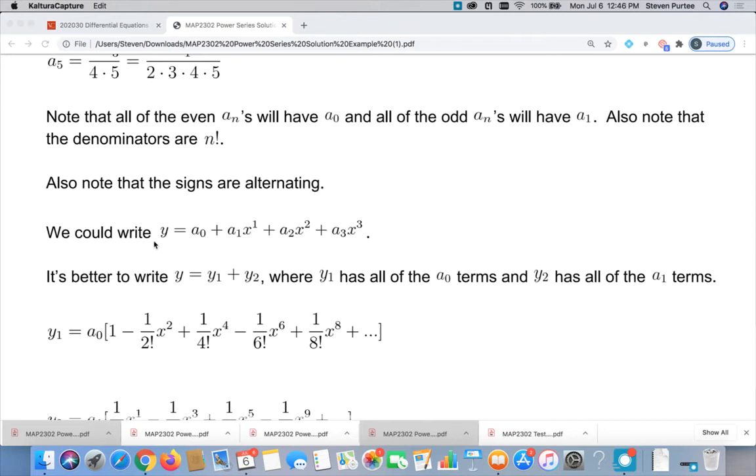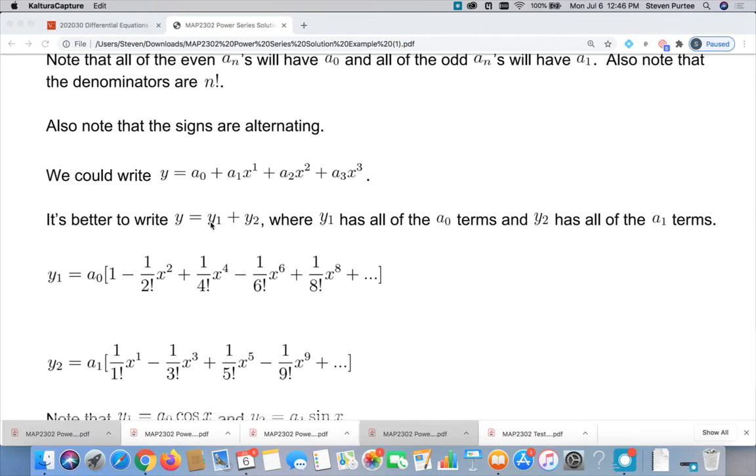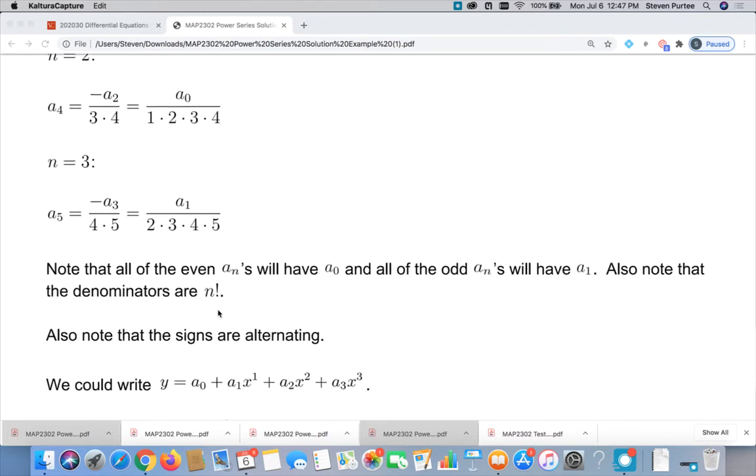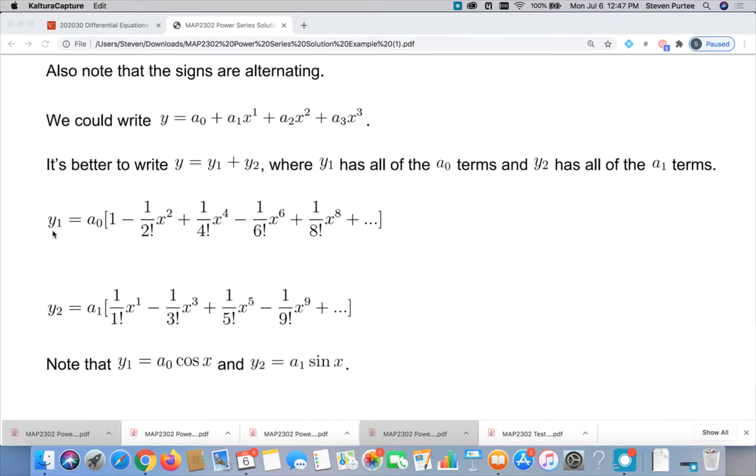So we could just write out, if we were trying to write down the first 5 terms, y equals and go all the way up to the x to the 5th. But we're going to separate this out into a y1 and a y2. The y1 is the one that has all the a0s in it. The y2 will have all the a1s in it. So we notice a pattern here. The a0s are in the evens. The a1s are in the odds. So y1, technically this is y1 here without the a0, will look like this.